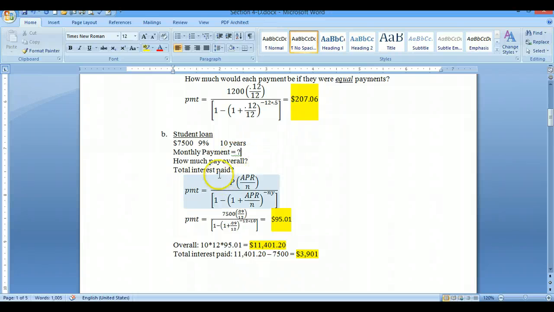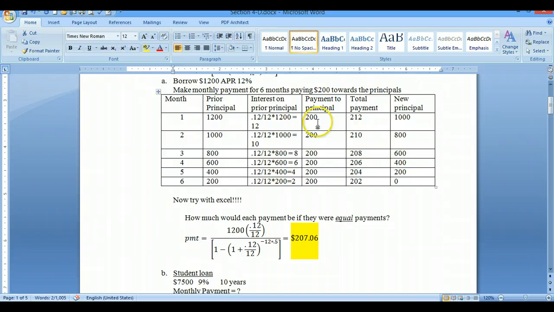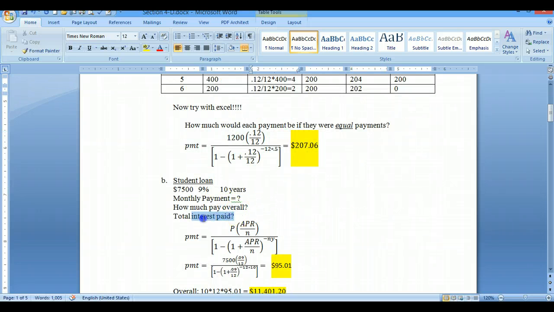Now, I've had some people get confused on total interest versus the interest that you're paying per month. Remember, this is just on a prior principal for just that month. This will be the overall through the whole life of the loan. How much did you pay in interest? So let's go through kind of what we need to do here.